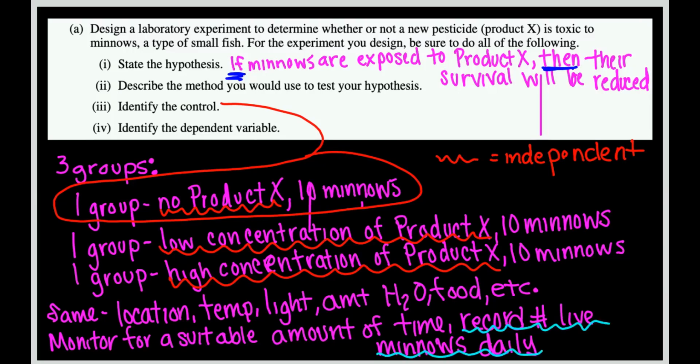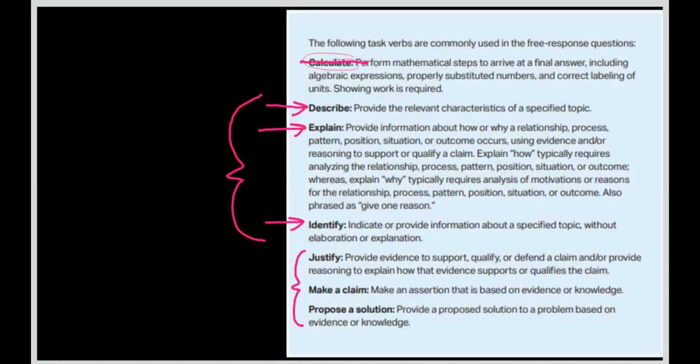So that's going to be our dependent variable, the number of minnows that are alive or the number that die, however you want to be positive or negative about it, I guess. But basically the number of minnows. Okay, so that's kind of how our experiment is lined up, at least. Now we can go to the rubric.